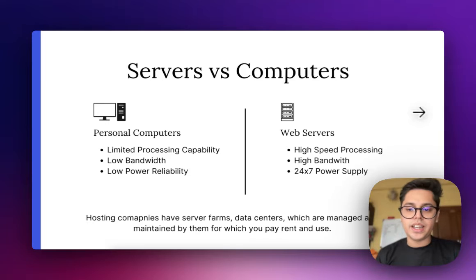So, in depth, the difference between personal computers and web servers is that a personal computer has limited processing capability, low bandwidth, and low power reliability. A web server has high processing speed, high bandwidth, and a 24x7 power supply. Server farms and data centers manage and maintain them for you, which you pay rent for and you use. So I think that basically clears up what exactly a server is.